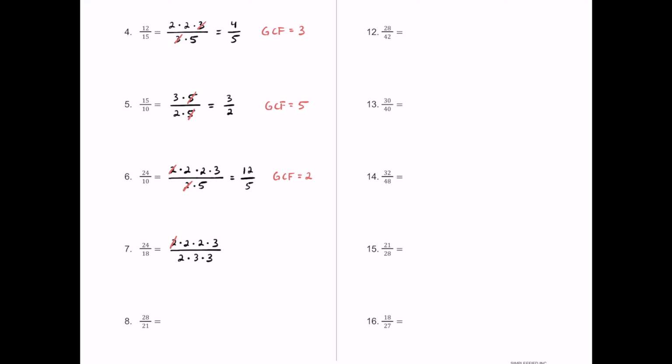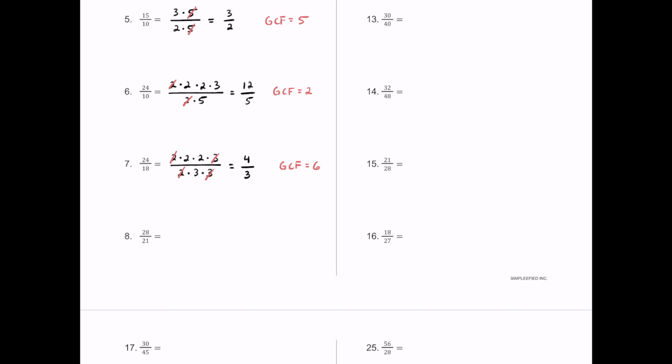Now the top and bottom both have a 2. They both match, and they both have a 3. So what's remaining? What's remaining is 2 times 2 on top, which is 4, and on the bottom we're left with a 3. And for the GCF, be careful, make sure you multiply the 2 and the 3 together. That makes 6. Okay, so it's both numbers crossed out, multiplied together. That means we divided 24 by 6 and 18 by 6 to get the most simplified fraction.